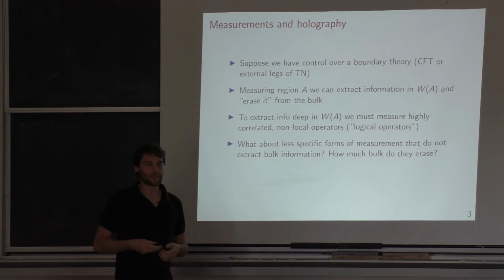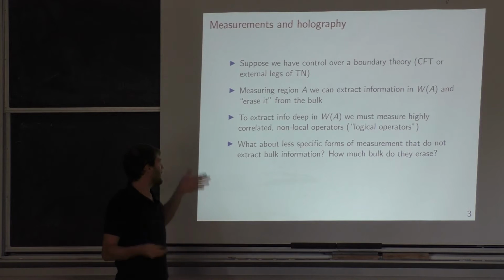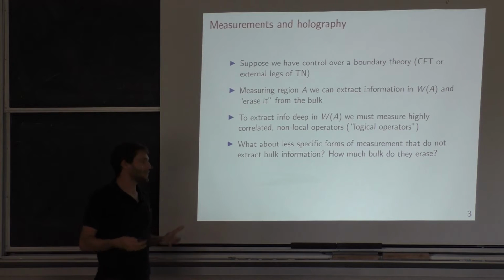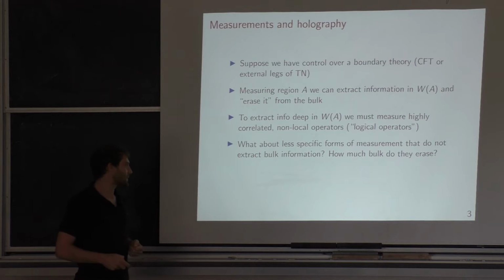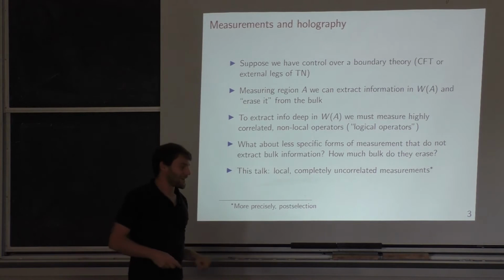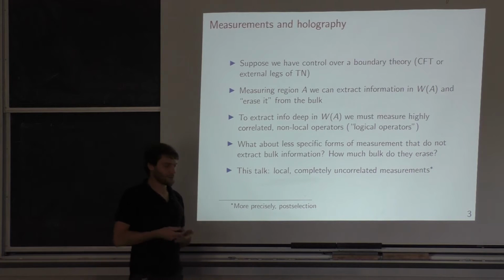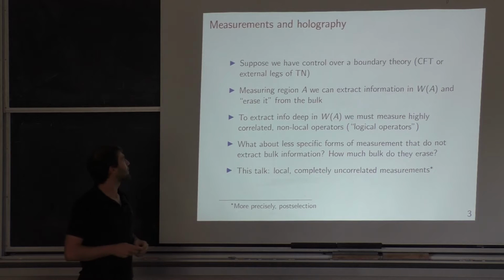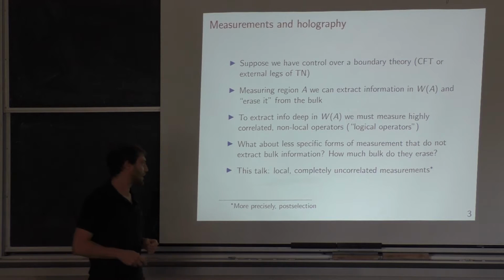Is it the case that the bulk is still completely erased, all of the entanglement wedge, or maybe some pieces of it are conserved in the bulk description? How much bulk can you really erase when you make this measurement? In this talk, I will focus on the opposite limit of this highly entangled measurement, essentially a measurement that is as local as possible on the boundary, and I will explain precisely what I mean by that.